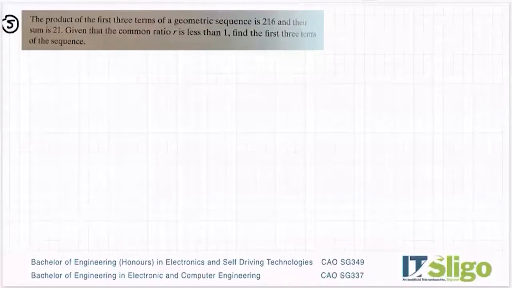Right, let's have a look at this one. The product of the first three terms of a geometric sequence is 216, and their sum is 21. Given that the common ratio r is less than 1, find the first three terms of the sequence.